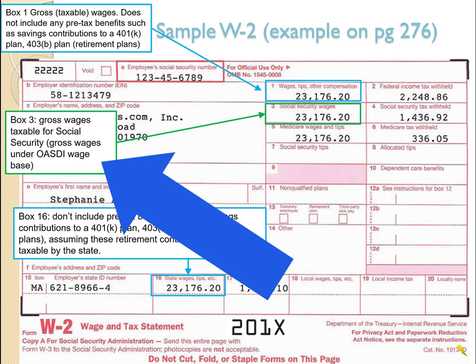And just a reminder about box 3, gross wages go in box 3, but only the wages that are taxable for Social Security. So if a person made $1 million in a year, then box 3 would actually be the OASDI wage base.